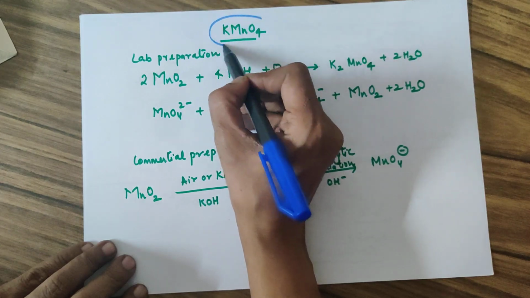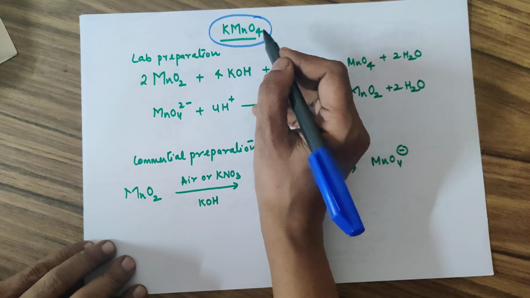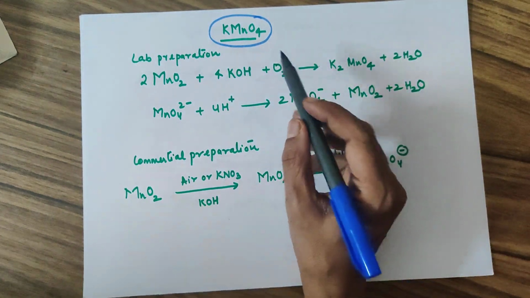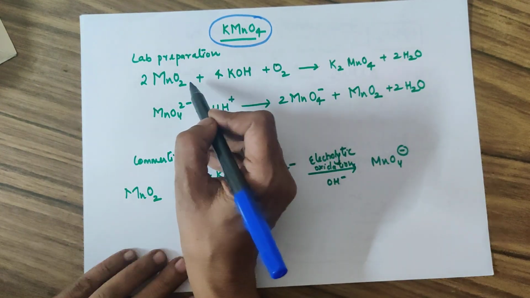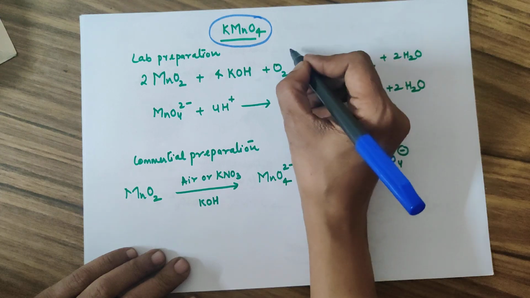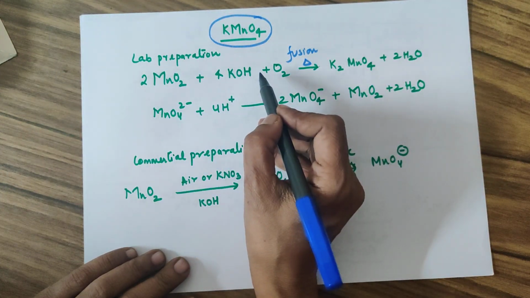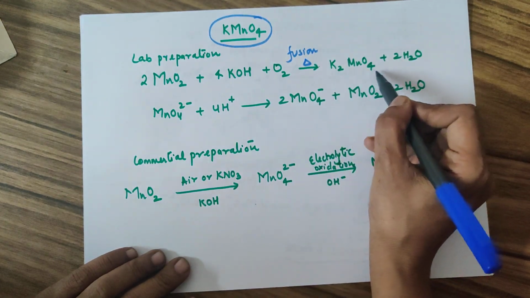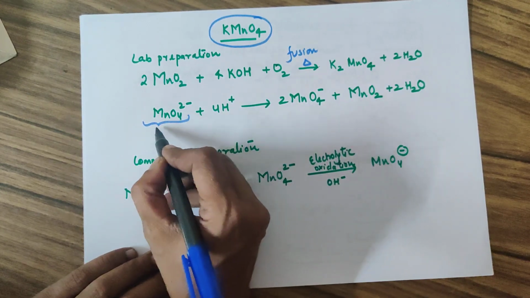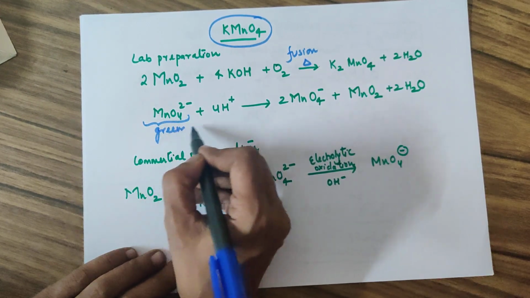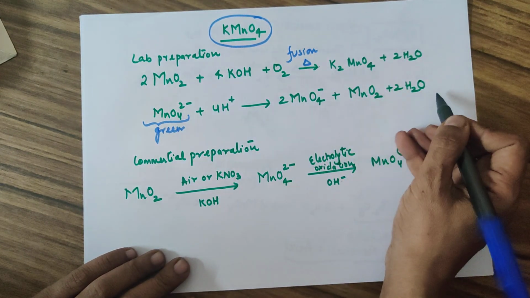Moving on to the second important compound, potassium permanganate. पर्पल कलर का है और आप टाइट्रेशन में इसको यूज करते हैं. I'll be moving on with the lab preparation. To prepare potassium permanganate, we use MnO2, that is manganese dioxide, KOH and oxygen. Again, it is a fusion reaction, मतलब no water, only heating it directly. When you heat it directly, it gives you potassium manganate plus water. After that, this manganate ion is green in color. If you acidify it, it transforms into permanganate and MnO2 plus 2 water molecules.